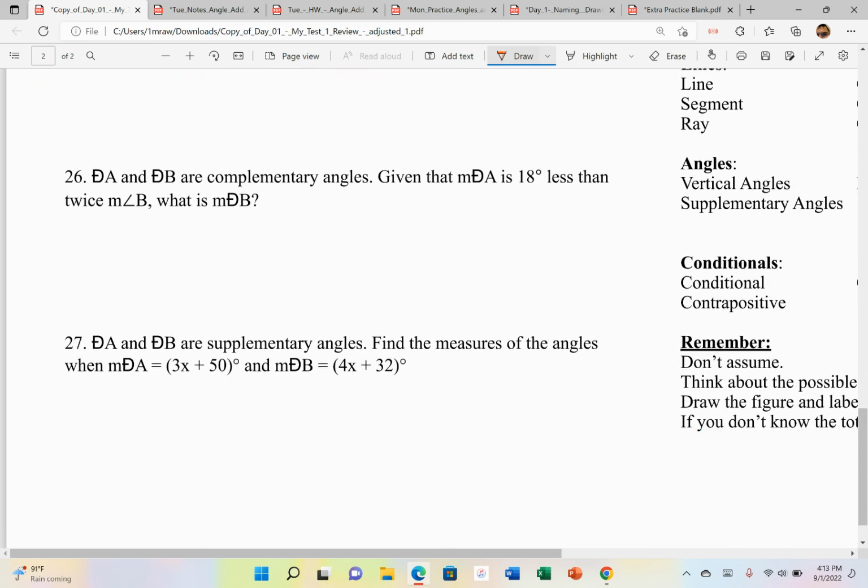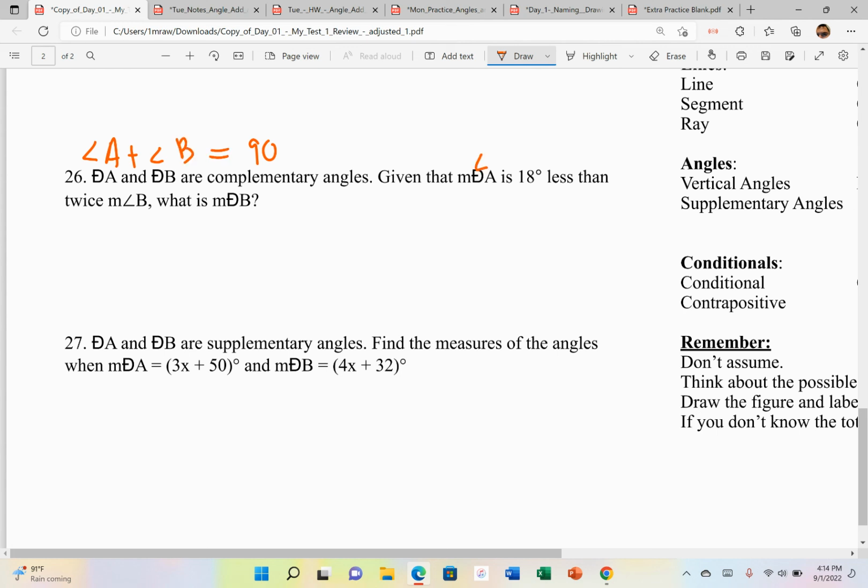Ooh, let's do 26 and 27 for sure. I'm assuming this means angle A and angle B. Okay, angle A and angle B are complementary angles. What does complementary mean? Add up to 90 degrees. They add up to 90, right? So, in other words, angle A plus angle B equal 90, right?